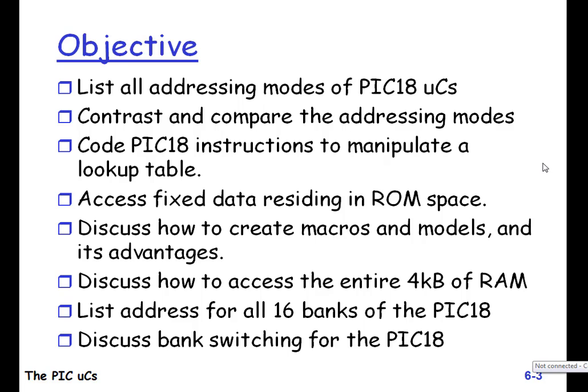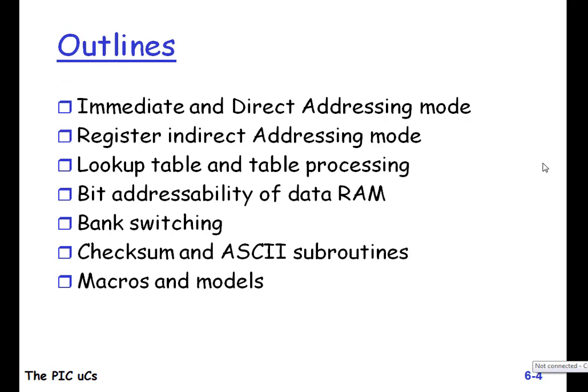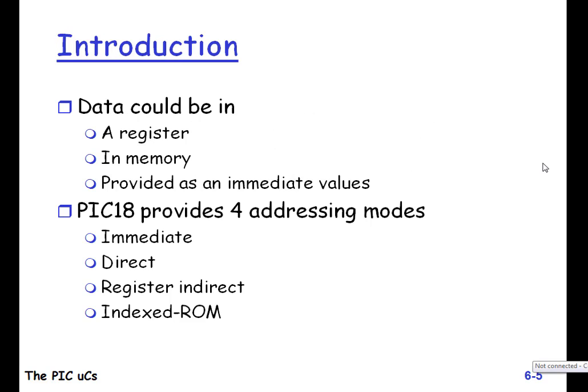We will also discuss macros and modules, their advantages, and how to access the entire 4 KB of RAM. We will discuss the list of addresses of all 16 banks of the PIC18 and their switching. Our outline covers immediate and direct addressing modes, which we discussed in previous lectures, register indirect addressing mode, lookup tables and their processing, bit addressability of data RAM, bank switching, and checksum and ASCII subroutines with some modules.